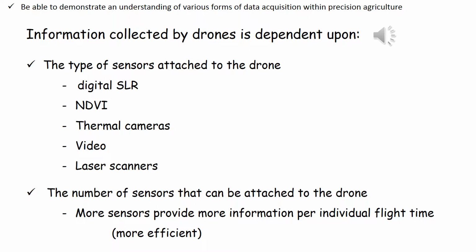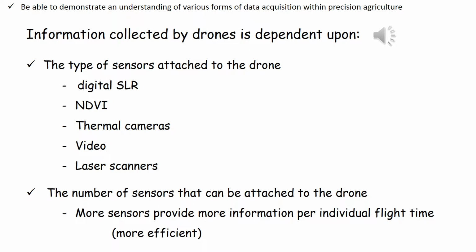So sensors include basically your cameras, whether that's a digital SLR, your NDVI cameras, which are collecting your red and your near infrared bands, your thermal cameras, or video or laser scanners. All of these instruments and sensors are collecting information which can then be analyzed for a specific purpose.